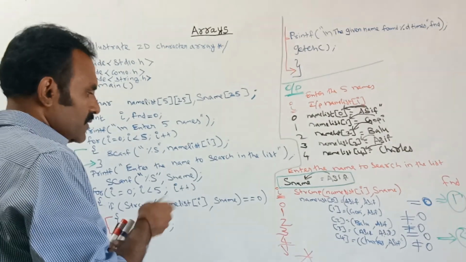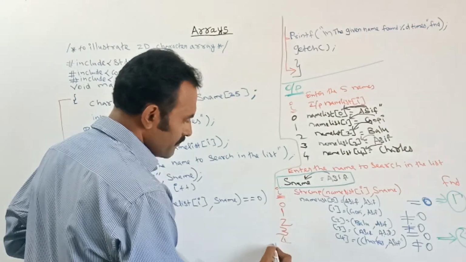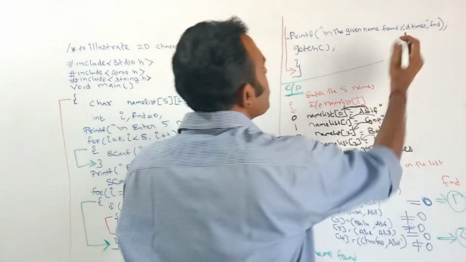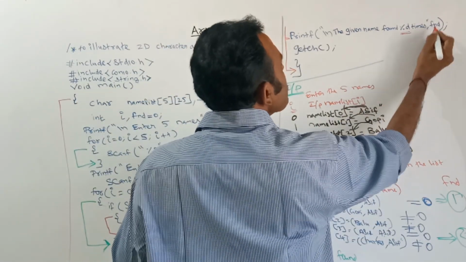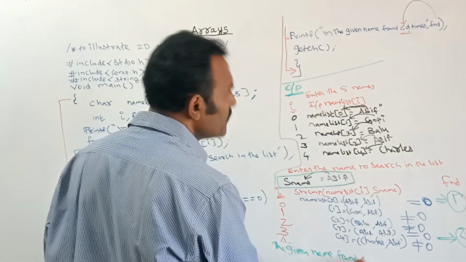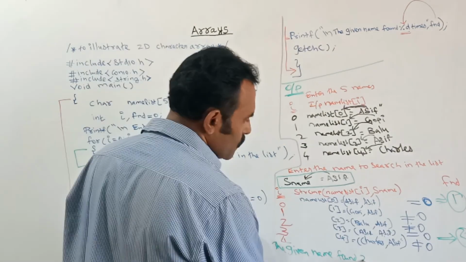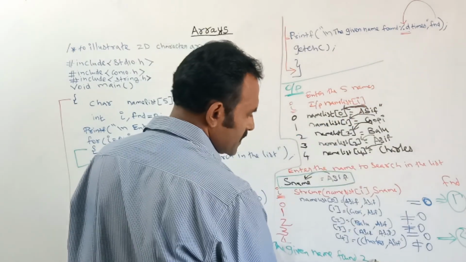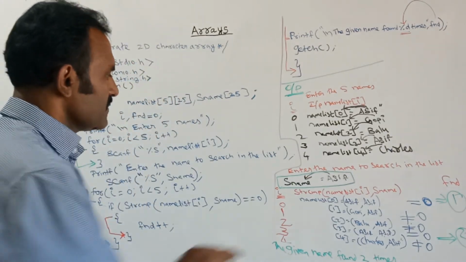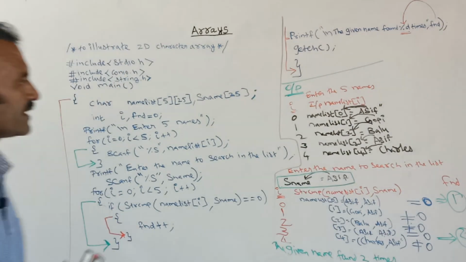The controller comes here to printf, this is the output. The output will be printed like this: the given name found. Here in this percentage d, the fnd value will be displayed. What is the fnd value? The fnd value is 2. So the given name found 2 times. The given name Asif is found 2 times in the list. So in this way we can compare the strings.